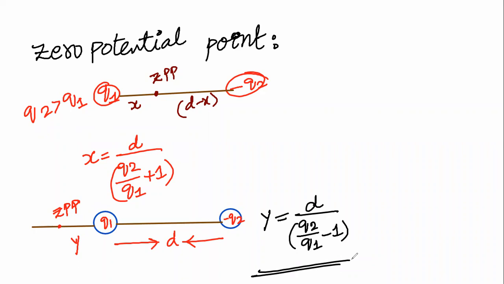Means outside the system of charges from the weaker charge. Here q2 is greater than q1.